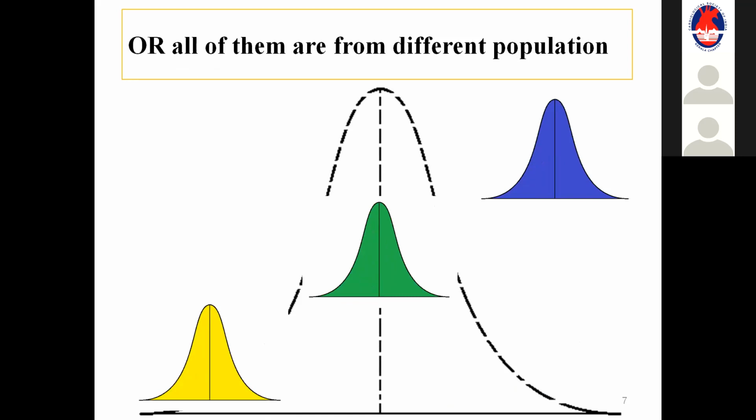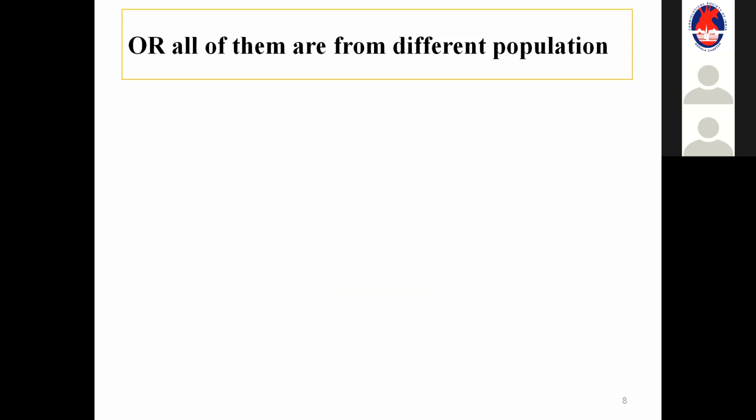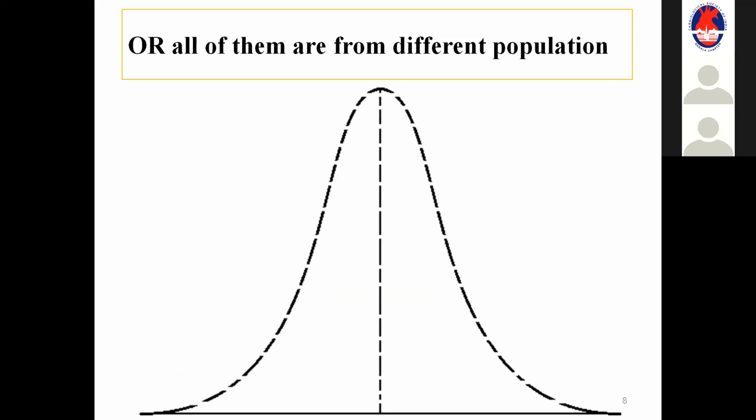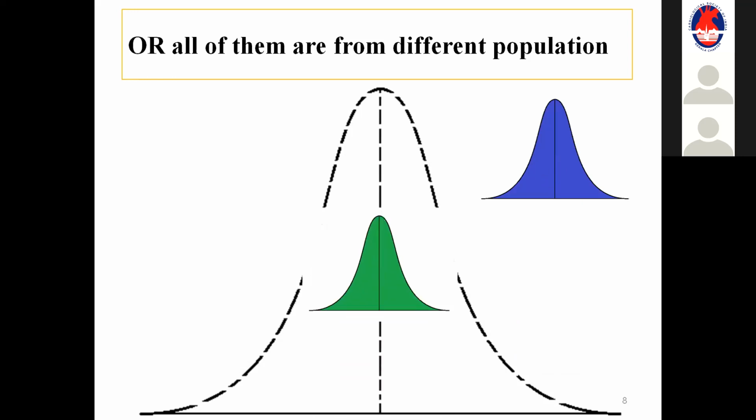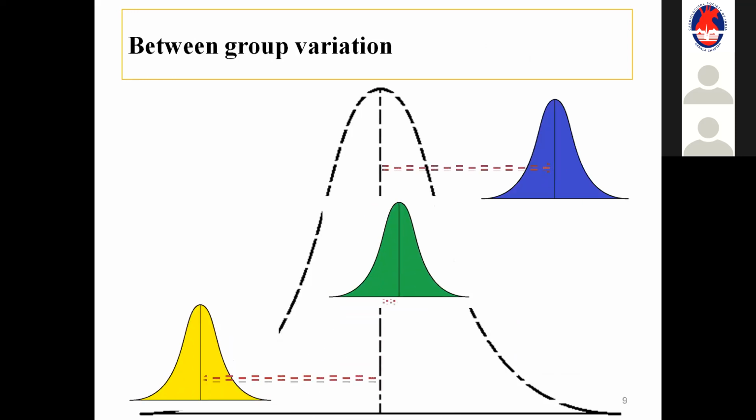When it comes to four groups or multi-factor design, then we need to look at another way. But just for the sake of representation, we will assume that these are three groups and these are the three scenarios possible for our study. So this is our main population, and these are called the between group variation.